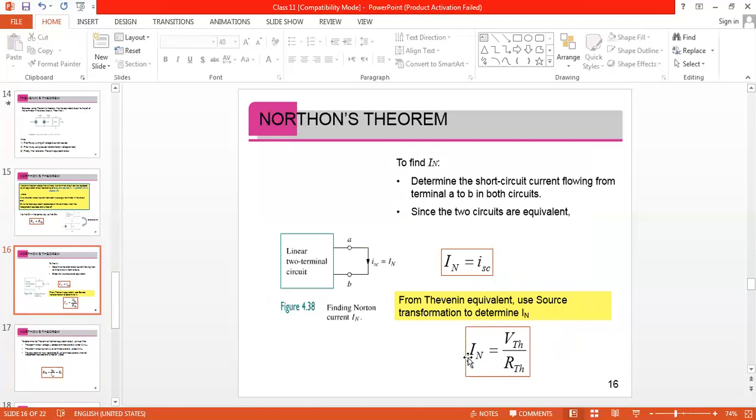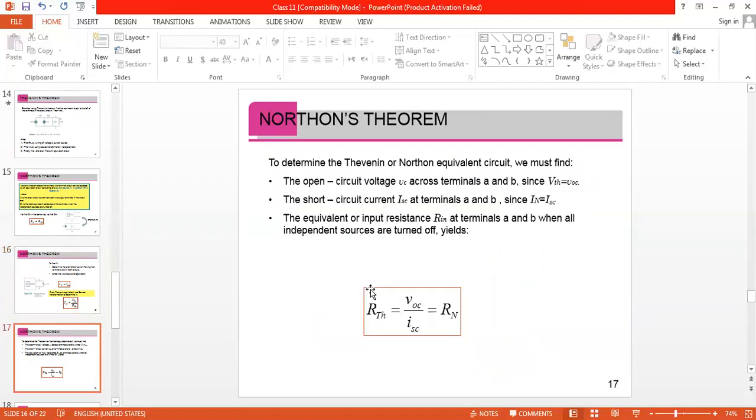To find the Norton current, that is IN, we have two methods. We can find the Norton current by using the Thevenin voltage, or we can also find the Norton current by short circuiting this load part. Let's see an example to make it more clear to you.